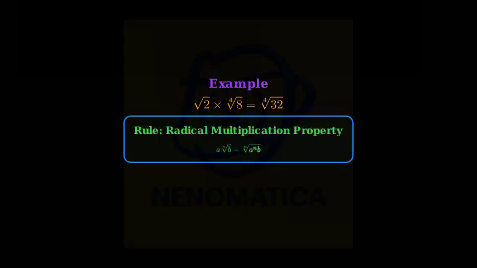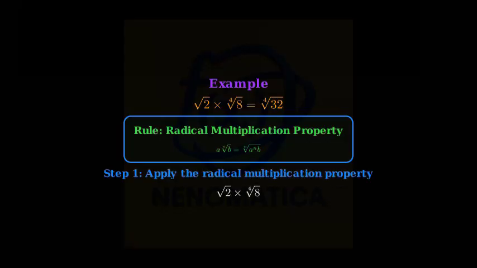We need to verify the equality. The square root of 2 times the fourth root of 8 equals the fourth root of 32. To verify this equation, we'll use a key property of radicals. The rule says that a times the nth root of b equals the nth root of a to the n times b. We'll start by applying the radical multiplication property.